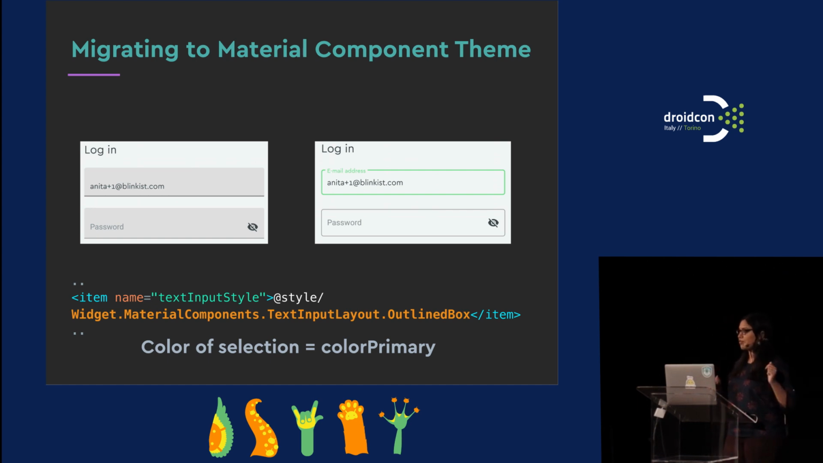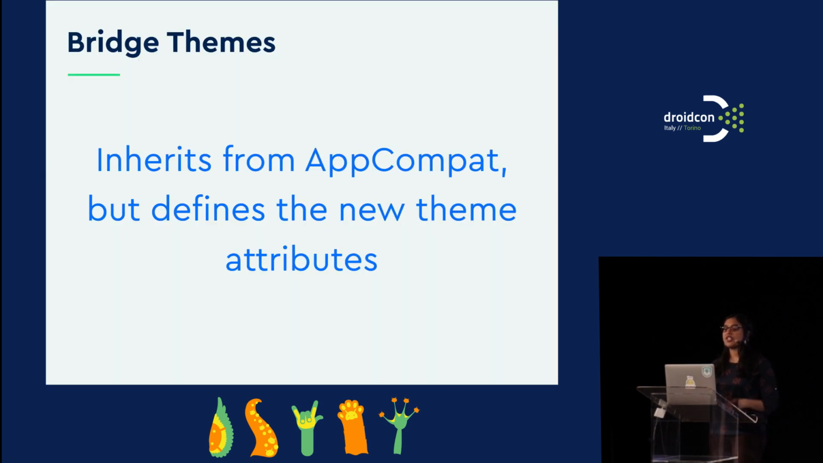And if it's not viable to do it in one go, then you can use something called a bridge theme, which inherits from AppCompat, but the new theme attributes for material components is defined. So when you migrate to a bridge theme, nothing should change visually. But you can start opting into material components one by one. So you could set material button style to a material style, and all of the buttons now in your app will have material button styling. But the rest of your app will look exactly the same. So you really don't lose out on anything by migrating to a bridge theme.